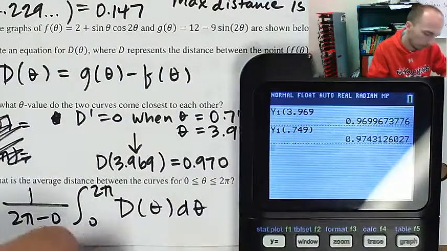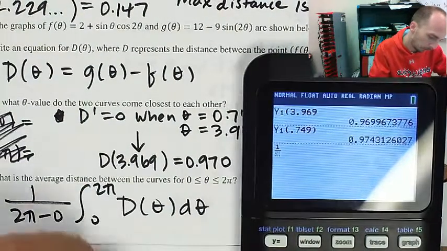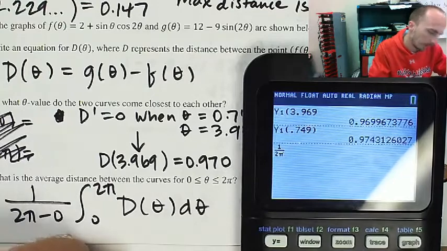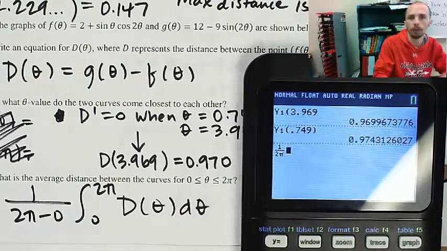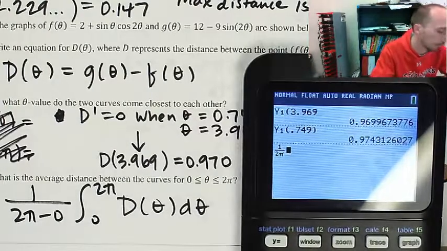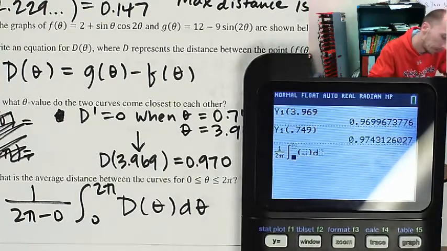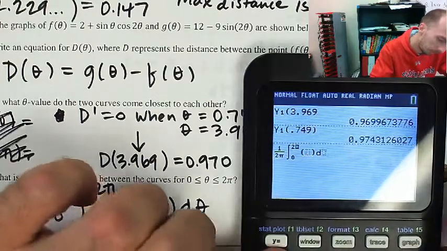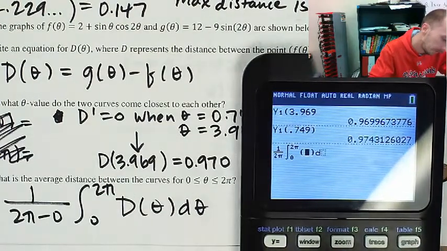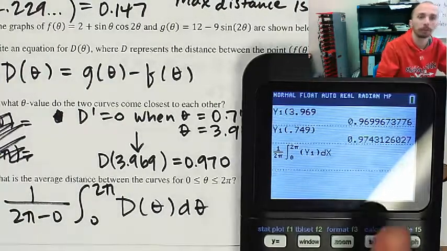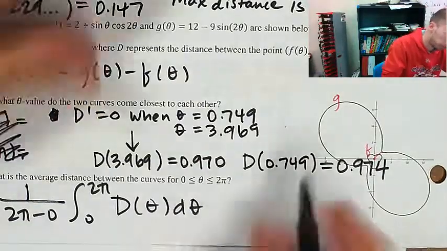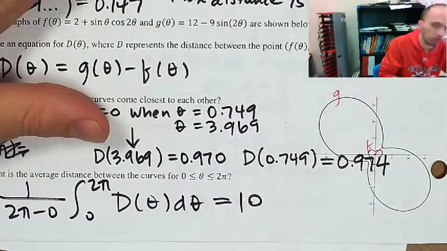I'm going to do 1 over 2 pi. And you got to be careful about dividing by 2 pi with a calculator, right? Because if you aren't careful, the pi is going to get kicked back to the numerator, especially if you're working with a TI-83. 0 to 2 pi of d of theta, y1. Let it go. 10. Interesting. All right. Well, who knew?